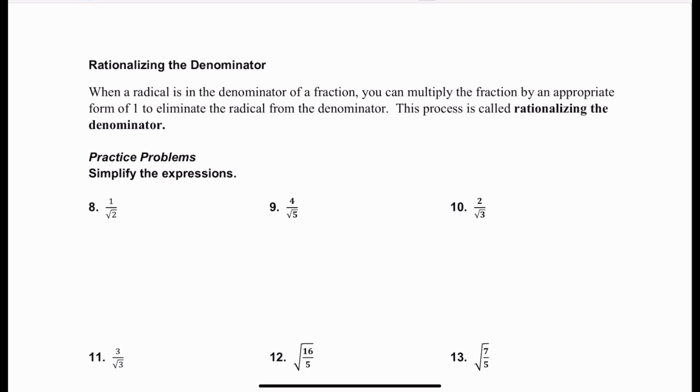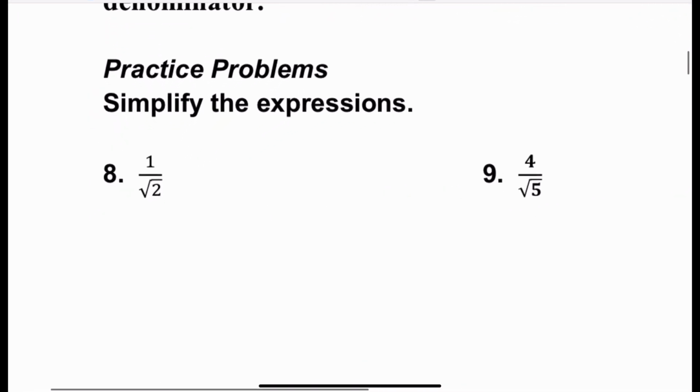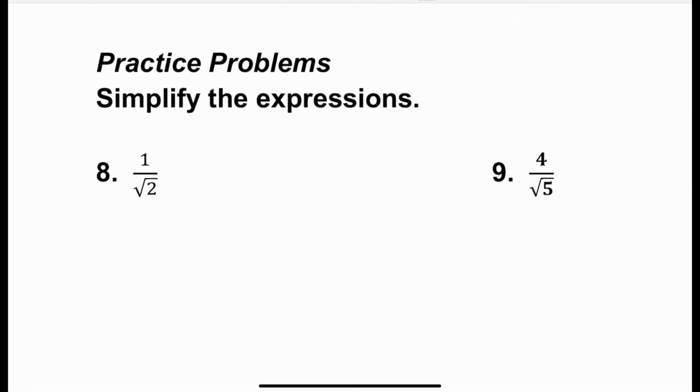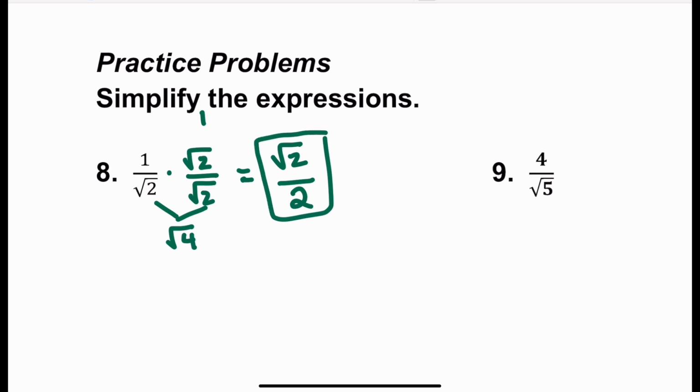Now on number 8, I have 1 divided by the square root of 2. I don't want to have a radical in the denominator, so I'm going to times it by a 1 in the form of square root of 2 divided by square root of 2. Now anything divided by itself is just a 1. So if we take 1 times this, 1 divided by the square root of 2 times 1 gives us itself, but it's going to look a little bit different. So 1 times the square root of 2 is the square root of 2. Square root of 2 times square root of 2 is square root of 4, which just equals a 2. So our answer here is square root of 2 divided by 2.